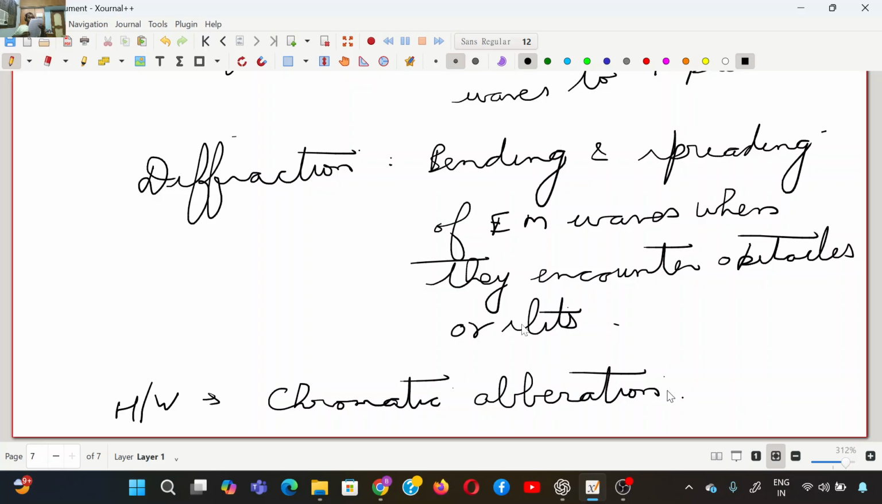Polarization, I already told you, that the EM waves will vibrate in many directions, but if you restrict them to one plane of vibration, that is polarization. Refraction also I told you. When there is an opening, light bends. Some equations I'll just tell you.